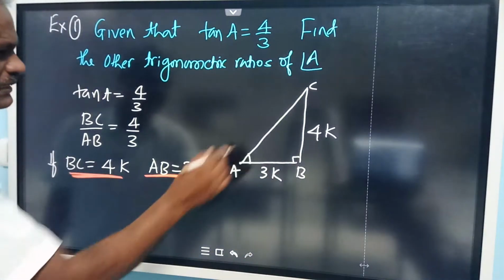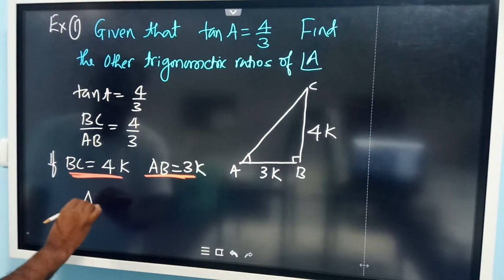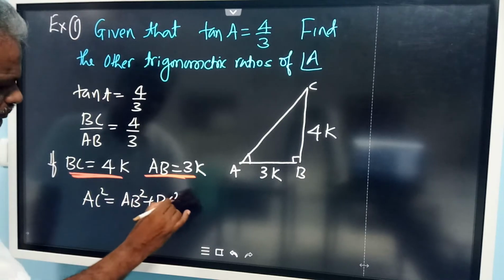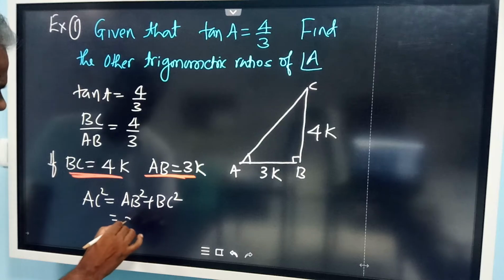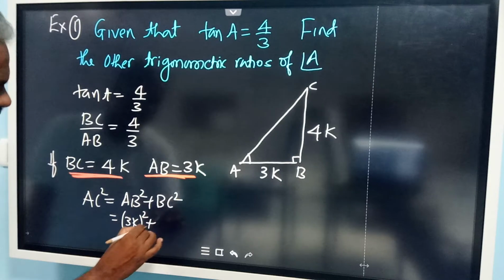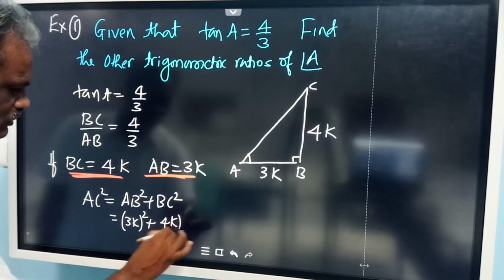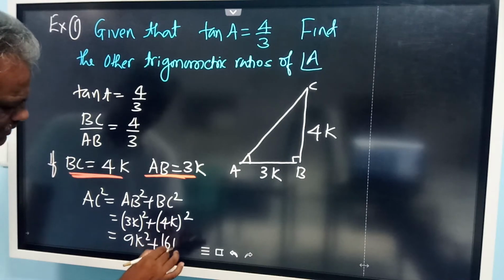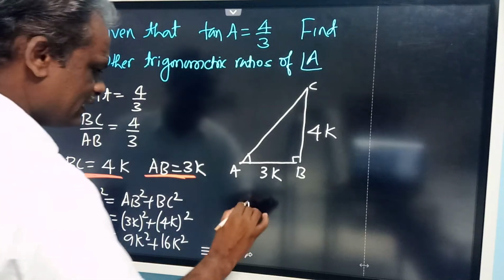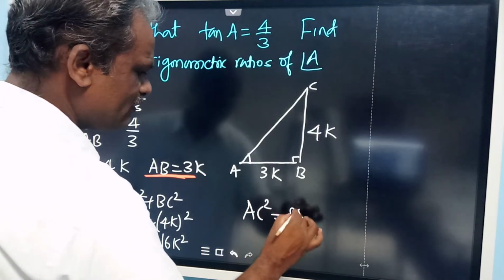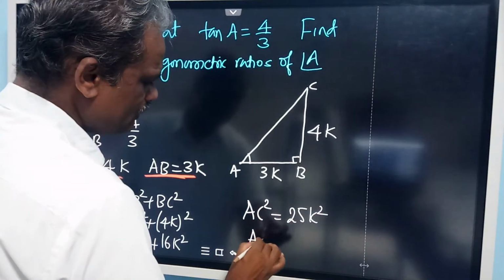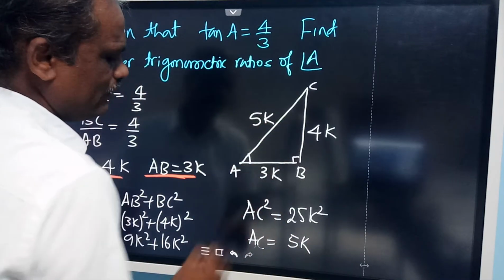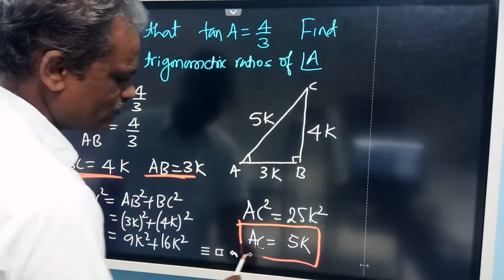Let us find out AC since it is hypotenuse. So by Pythagoras theorem, AC square is equal to AB square plus BC square. So AB square means here 3k the whole square, BC square here 4k whole square. So it will be 9k square plus 16k square. So that means AC square we are getting 25k square. So AC will be equal to root of this one, it will be 5k. So AC value we got 5k.